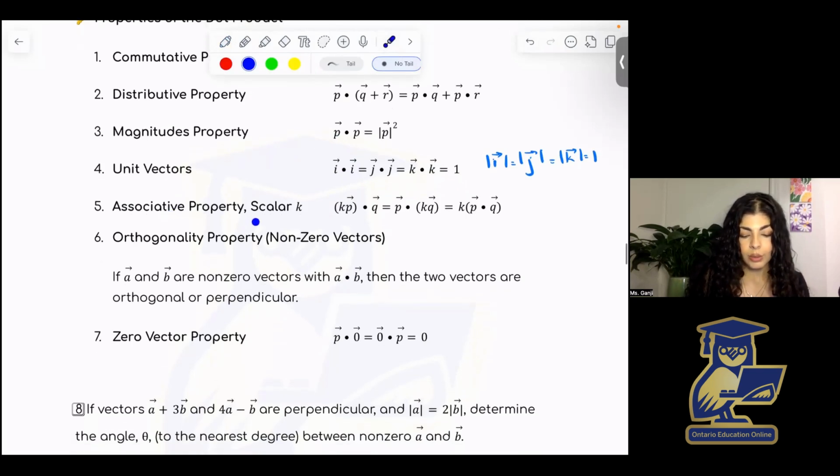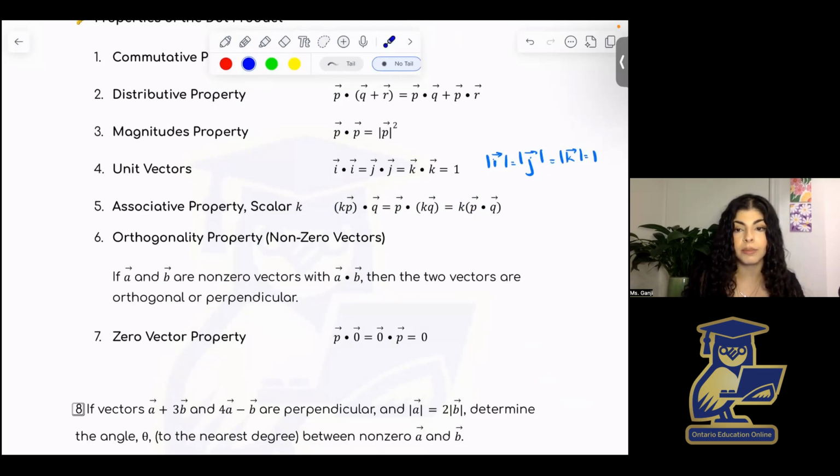Now we also have associative property with the scalar. So keep in mind that the scalar, you can always just factor it out. And you can actually show this using any of the vectors that we had worked with above. So pick any random scalar and you will see that we do have the associative property with a scalar. So if I have P dot product Q and a scalar K in there, then the K doesn't actually make a difference until the very end.